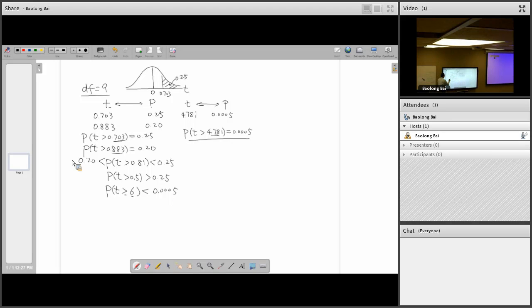Okay? So in general, you only have these three scenarios to find probability from the t-table. Either your t-score is very, very small, then the probability to the right of that t-score is pretty big. If your t-score is very, very big, then the probability to the right of the t-score is very, very small, right? And if your t-score is somewhere in the middle, then it will be in between the two neighbor probabilities, and that's it. Okay.